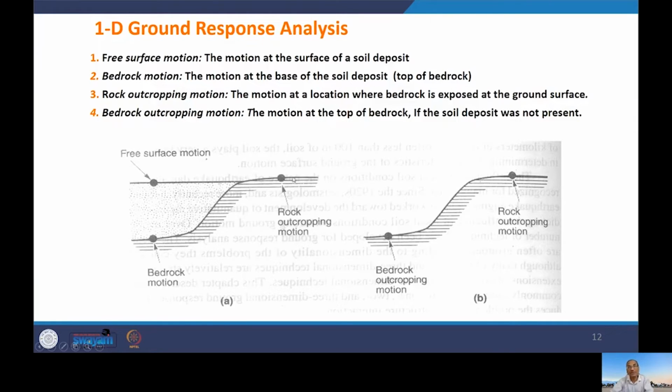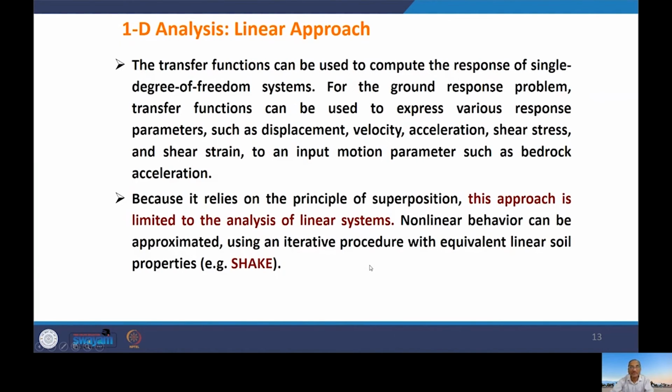So we prefer that the motion or control motion given by the seismologist should be in the form of rock outcrop motion here or here. Continue with that. Now for 1D analysis, we use what is called the linear approach, that means an elastic approach. In reality, the behavior of soil is nonlinear, but if you do the nonlinear analysis, then it will be very complicated. So for the purpose of this course, let's consider the linear approach.